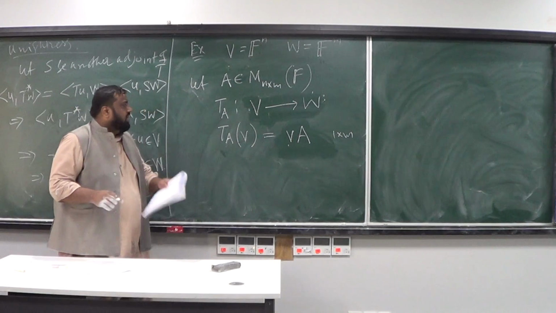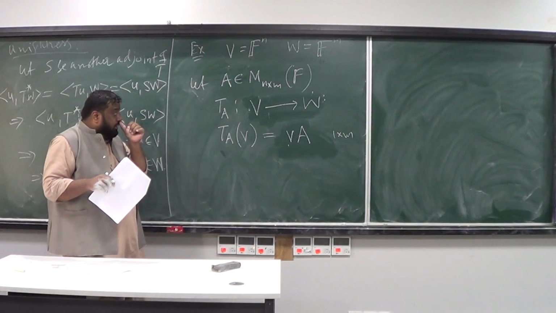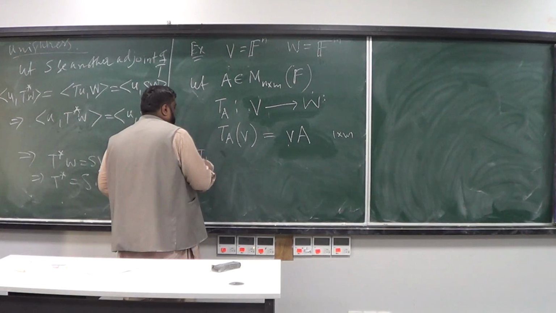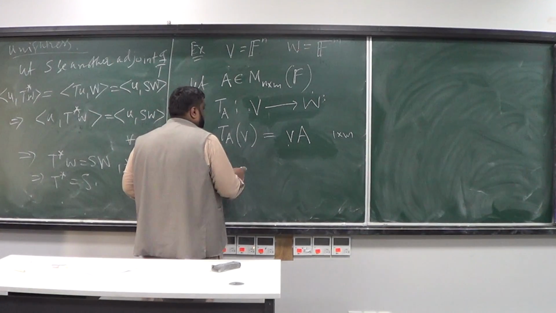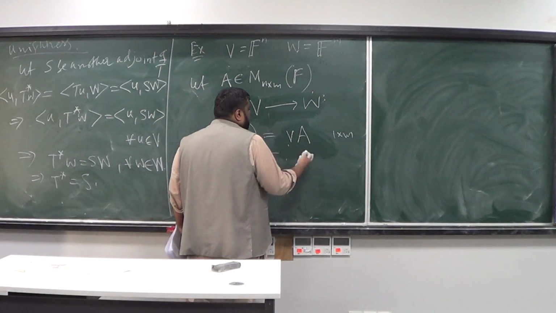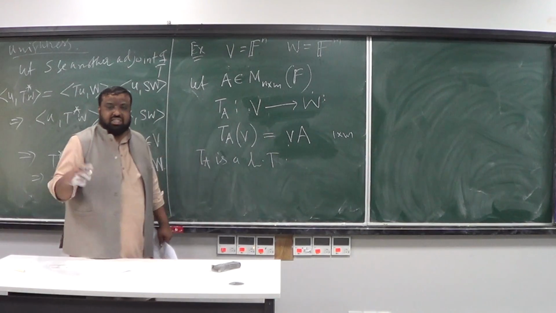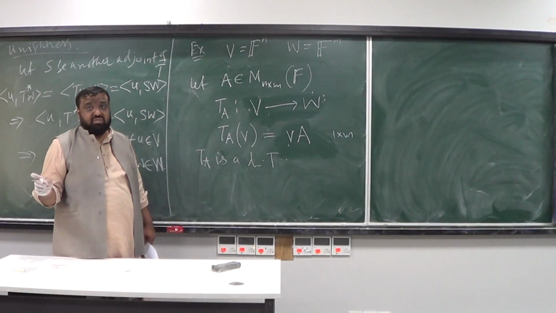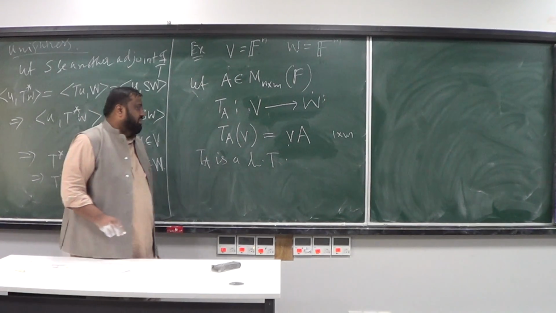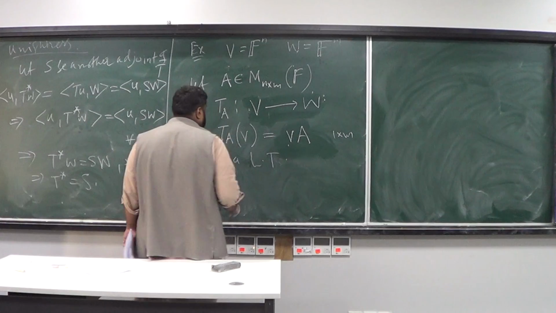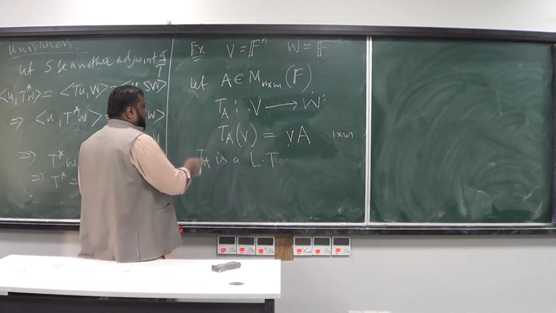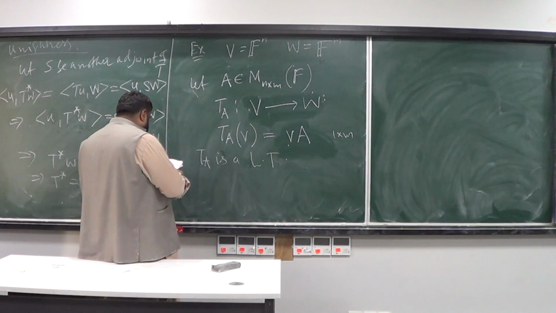Okay. So for this transformation T_A, we can prove that T_A is a linear transformation, and it's easy to do because matrix multiplication is distributive. So it preserves the scalar multiplication and matrix addition. So T is a linear transformation. You can verify it for yourself.